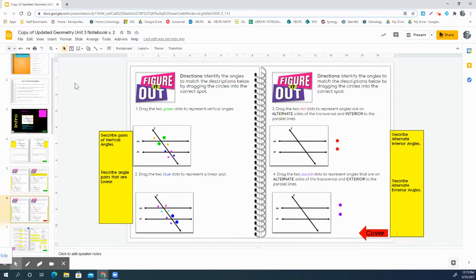Do I need to zoom in? Can you guys see? Yeah. Okay. Just making sure.